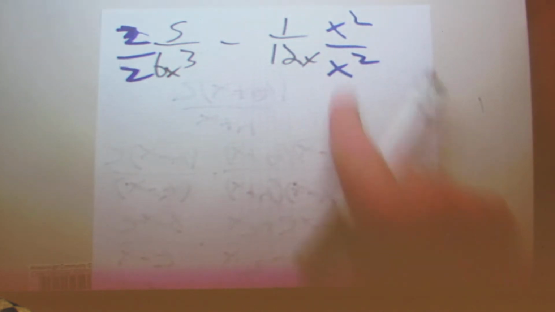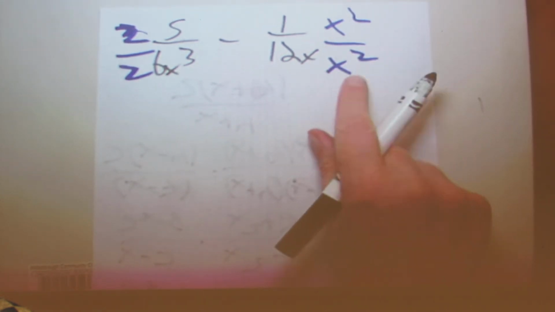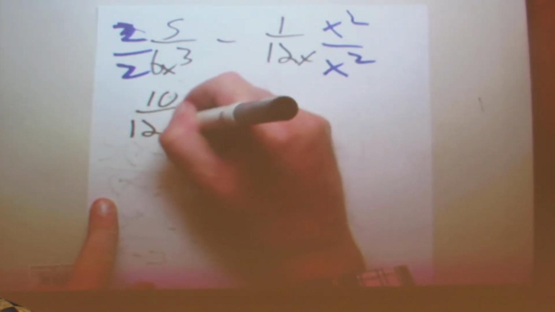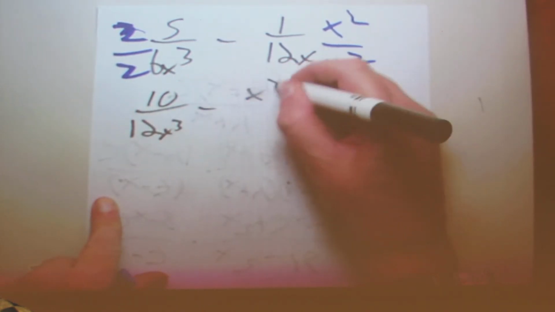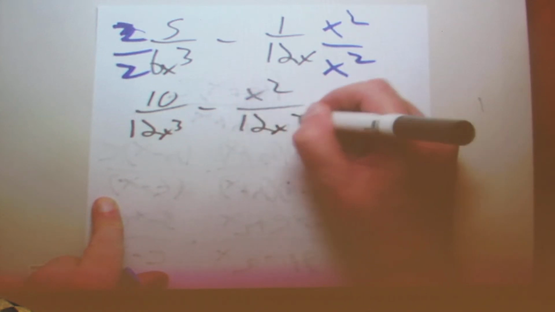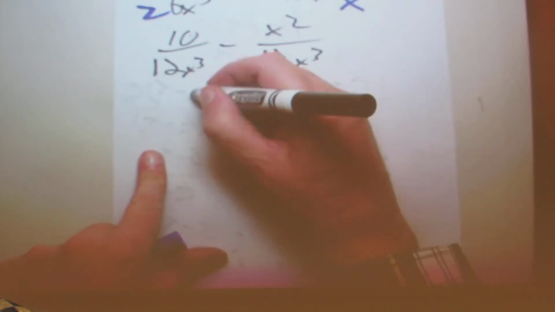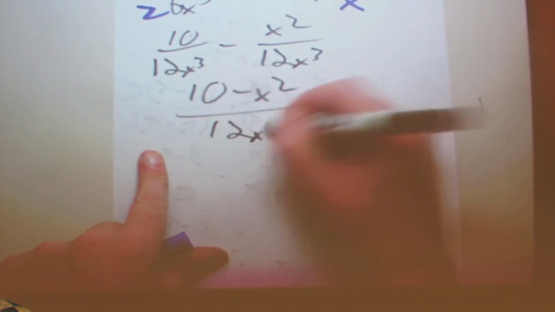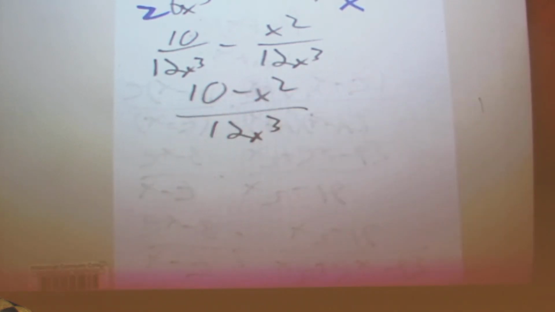That way, x times x squared is going to be x to the 3, and it's going to be 12x to the 3. Here it's going to be 2 times 6, which is 12, x to the 3. So we're left with 10 over 12x to the 3 minus x squared over 12x to the 3. When we combine this, we'll have 10 minus x squared over 12x to the 3.